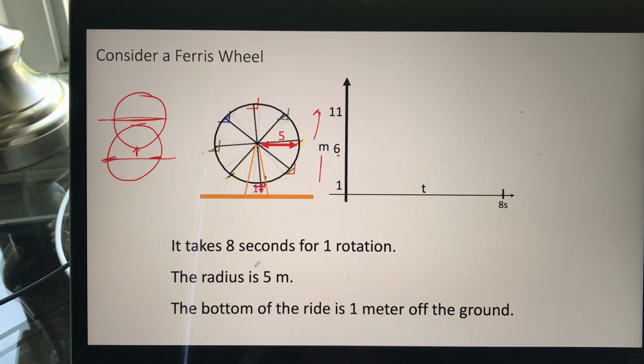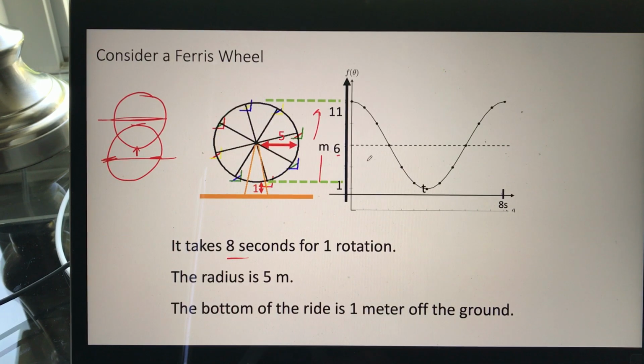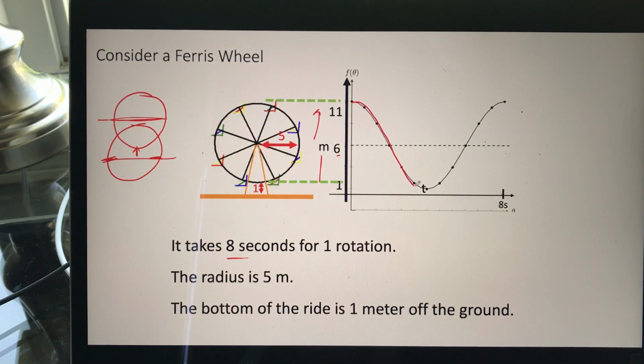And it was 8 seconds. So it's 8 seconds to go all the way over. Here's my maximum value. Here's my minimum value. And I have the graph. So again, we're going to hop on at the top of the Ferris wheel. You're going to rotate down, and you're going to head back up. 8 seconds later, you're sitting back up at the top. That's what it would look like.